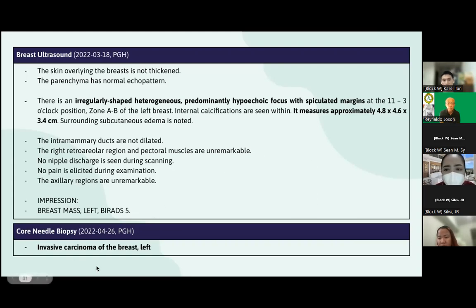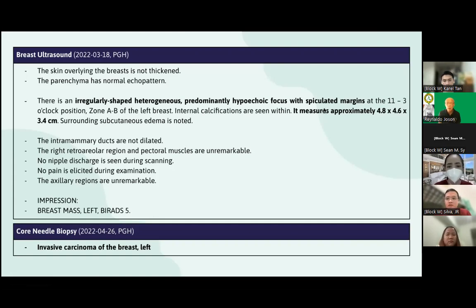It measures approximately 4.8. So which is... Yes po, sir. So which, sir, 8.5? Anong 8.5 and then 4.8 dito? How do you reconcile the two?